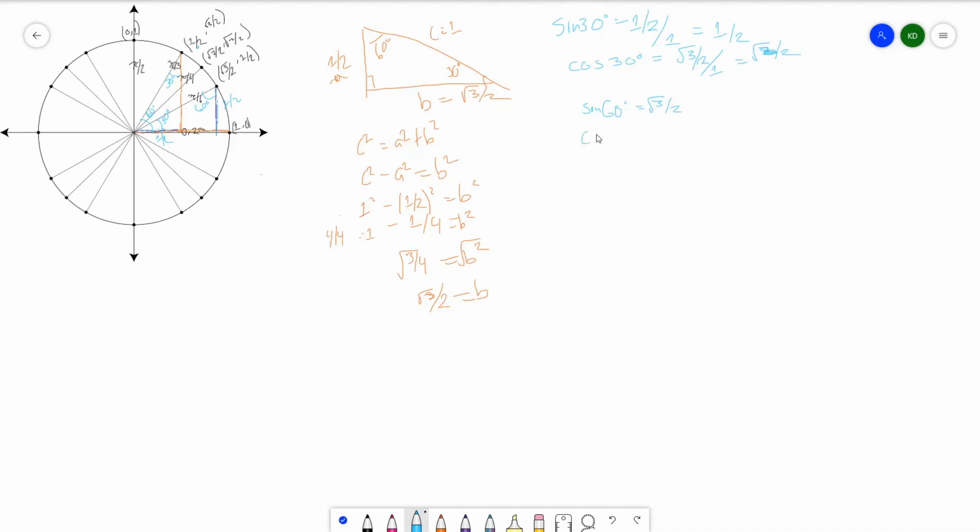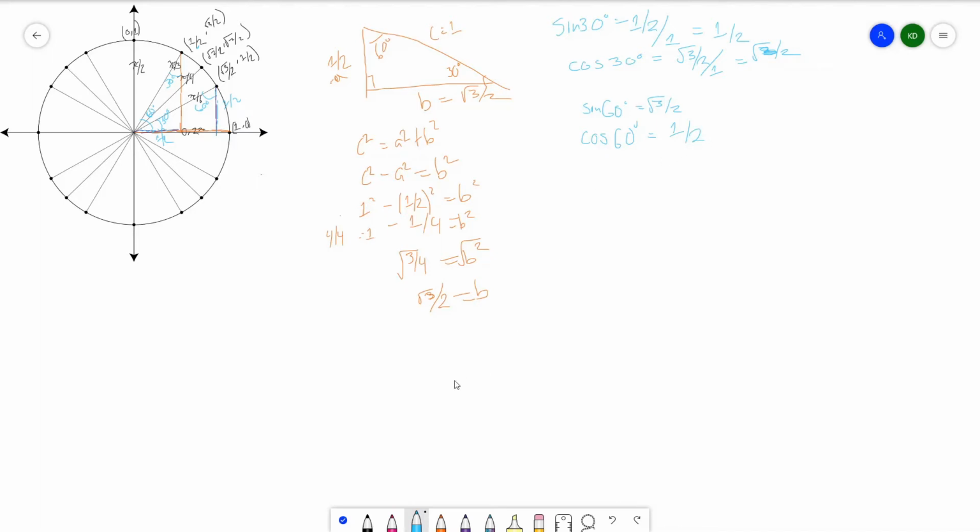That means that cosine of 60 is equal to sine of 30. So that's adjacent to 60 degrees and the hypotenuse. So adjacent to 60 degrees is 1/2 and the hypotenuse is 1.